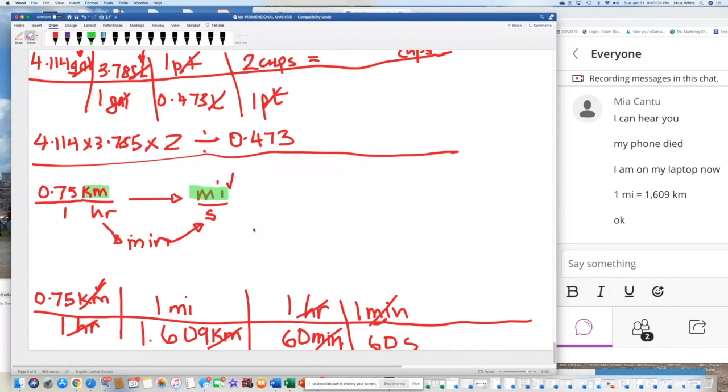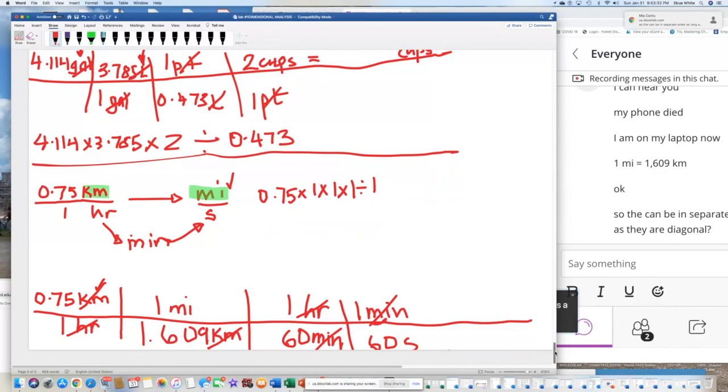So I'm multiplying all the numerators and then dividing by the denominators. Okay, multiply all the top parts: 0.75, that number, times 1 times 1 times 1, all the top numbers divided by all the bottom numbers. You can leave the ones out.